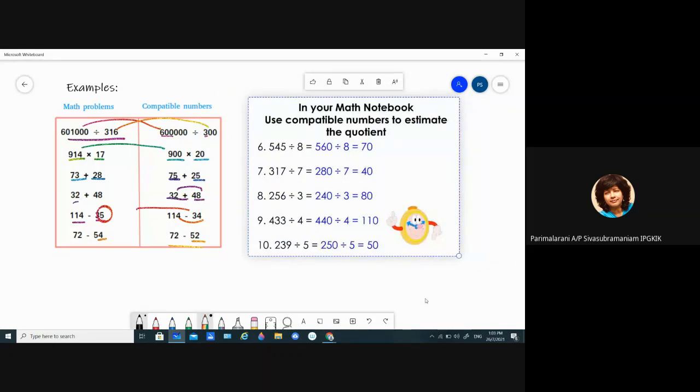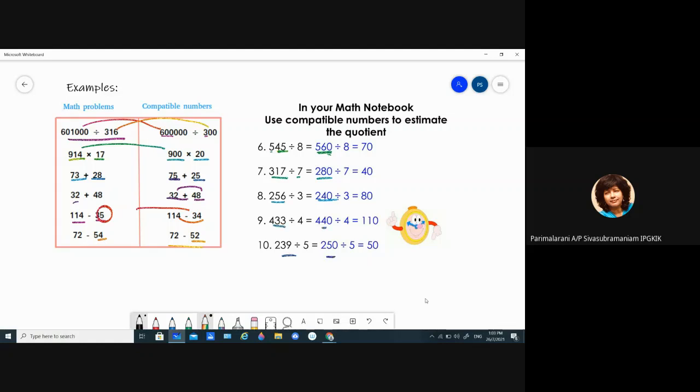545 divided by 8, cannot divide by 8, so we change to a compatible number that can divide by 8. So change 545 to 560, which you can divide by 8 evenly. 317 and 7 not compatible, so compatible with 7 is 280. 256 divided by 3 difficult to divide, so we change to 240, which we can divide easily. Same thing for all of these. So this is the compatible numbers strategy.